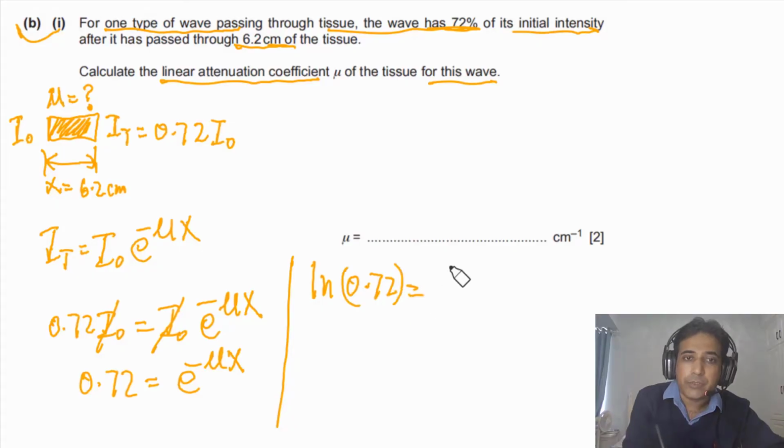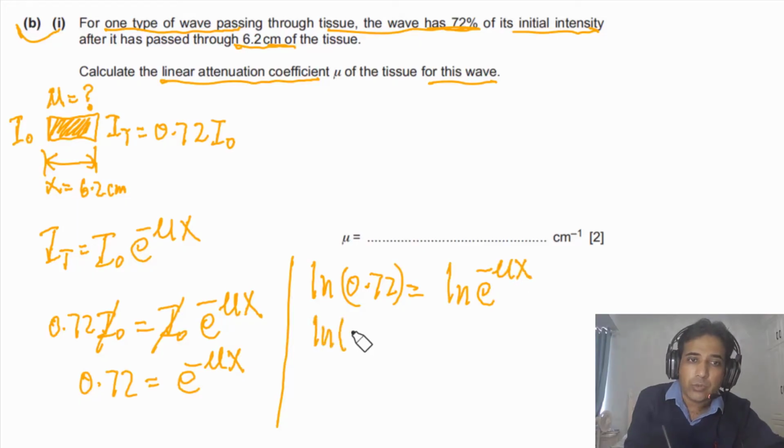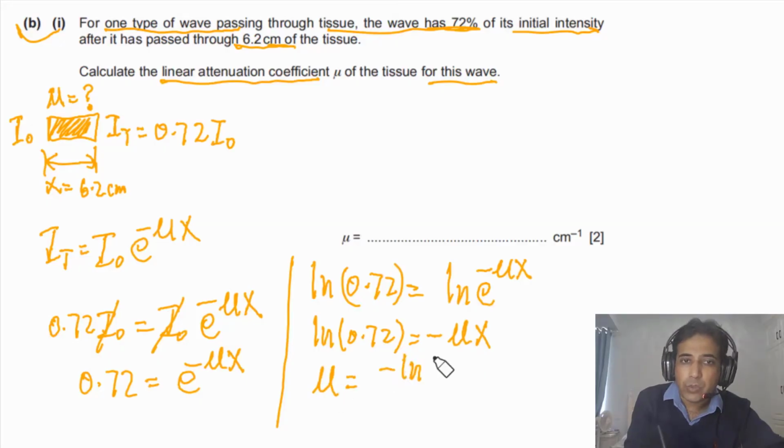This will be equal to ln e to the power of negative mu x. Ln e is equal to 1, so we can write ln of 0.72. This is simply equal to negative mu x. So we need to find the value of mu, so mu will be equal to negative ln of 0.72 divided by x, and the value of x we have is 6.2 centimeters.